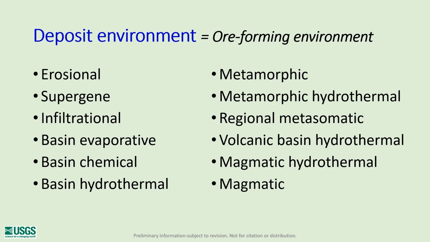Deposit environment is more or less synonymous with ore-forming environment and is used to classify deposit types that form under distinct physicochemical conditions from specific fluids or by particular processes in the crust. Deposit environments differ from system types because they are more generic. In addition, system types can operate in one or more environments. For example, an intrusion-related rare metal system may generate magmatic LCT pegmatites and magmatic hydrothermal greisen and vein deposits containing tin.